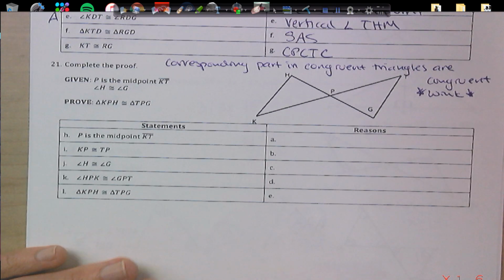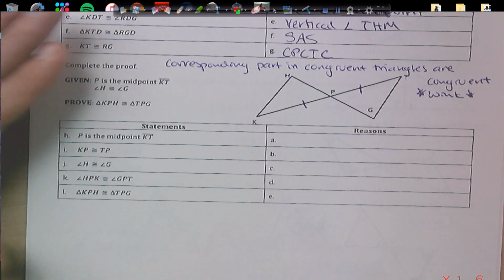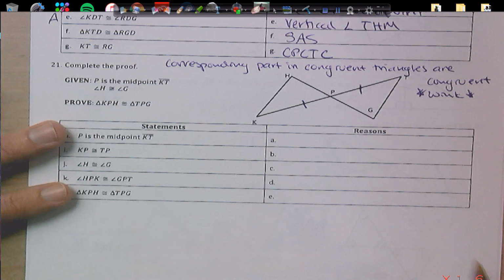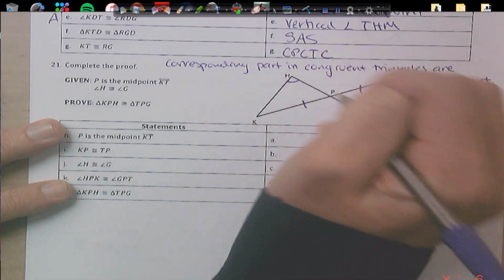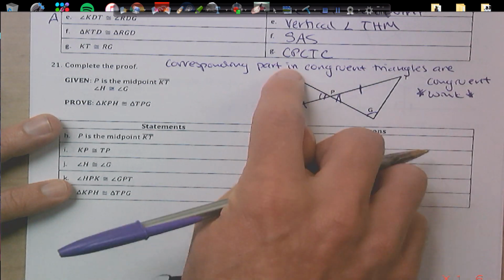Now we look at this second proof. P is the midpoint of KT. Now we only know that KP and PT are congruent. H and G are congruent, which is great. And then we also have our vertical. So this looks like angle, angle, side.